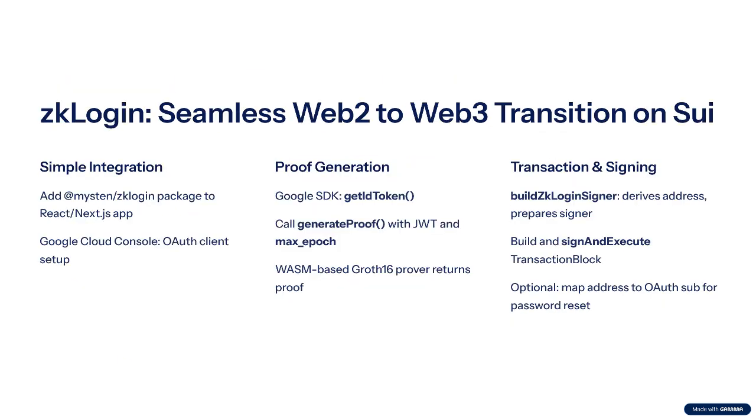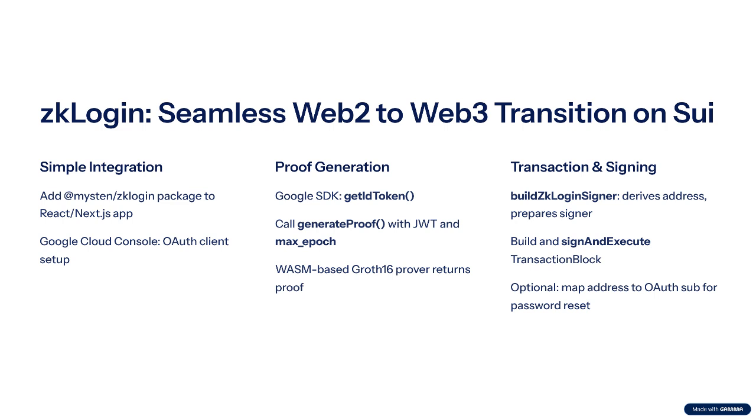Implementation is pleasantly light. Add the mysten/zklogin package to your React or Next.js app. In Google Cloud Console, create an OAuth client. Choose web, set your domain, and /OAuth2/callback as redirect. In code, you call Google's SDK getIDToken, then hand that string to generateProof.